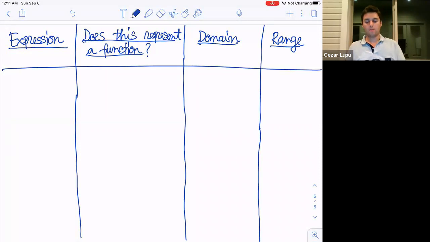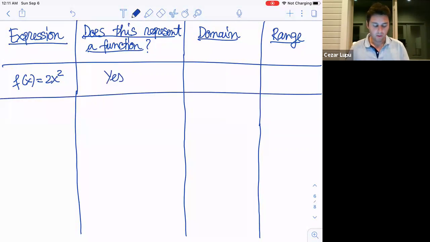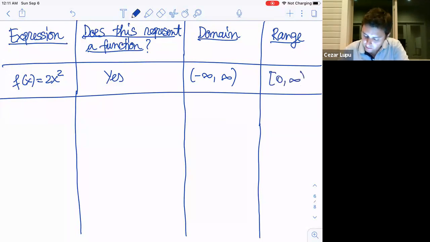All right, let's start with the first example. Let's take this function f of x is 2x squared. Is this a function? Absolutely yes. What is the domain? Clearly you can plug in any value for x. It's negative infinity, infinity, the entire real line. And the range? Since x squared is non-negative for all real values of x, this will be nothing else than just 0, infinity.